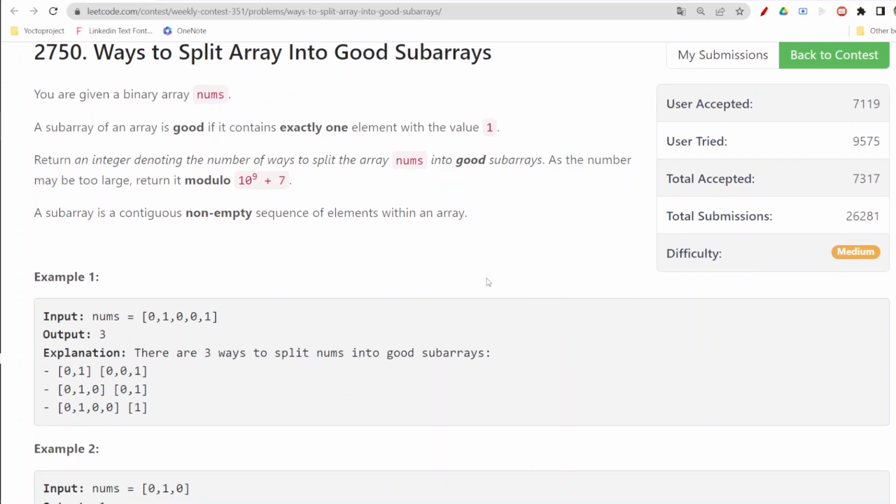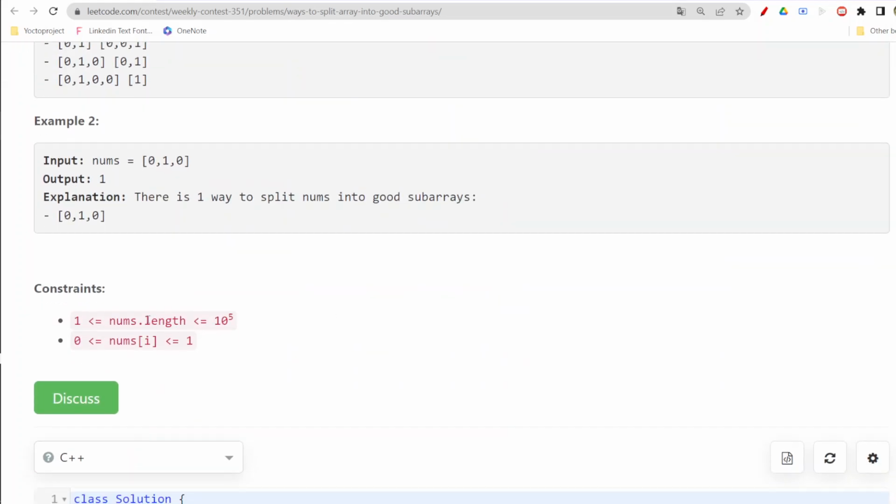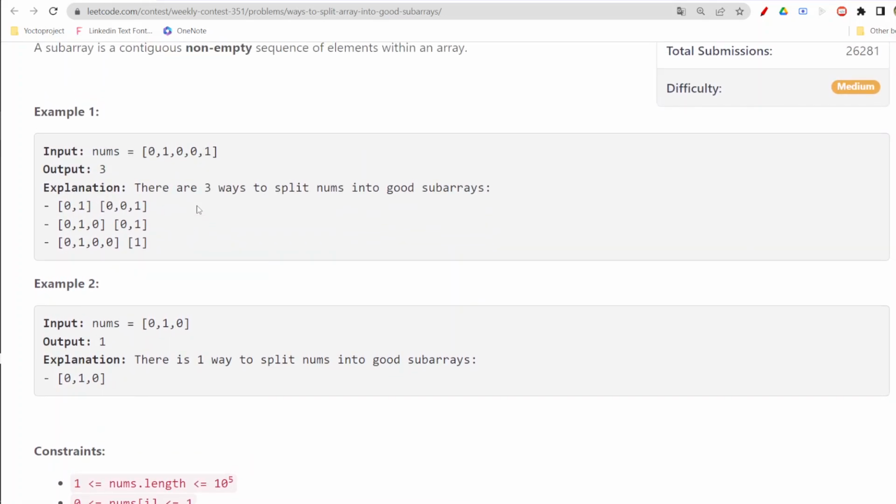So now first let us check the constraints. The constraint is that the length is up to 10 raised to the power 5. Basically 10 raised to the power 5 elements could be there. And the elements are just 0 and 1, as it is a binary array.